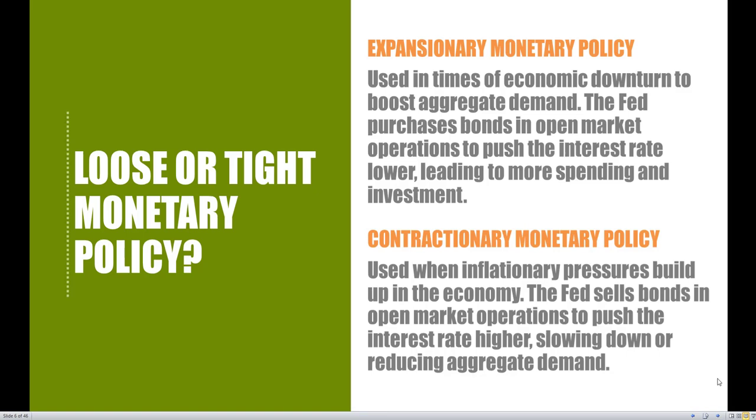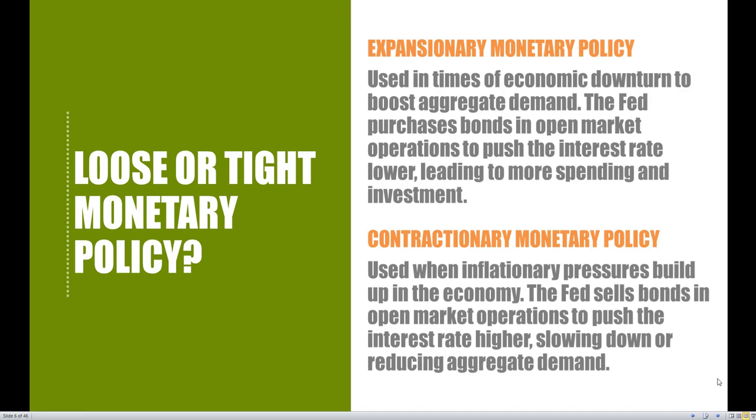As with fiscal policy, there are two different types of monetary policy: expansionary monetary policy and contractionary monetary policy. And as the names imply, you know exactly what the Federal Reserve is trying to do with the economy with each of these types of policies. With expansionary monetary policy, they're trying to expand or stimulate the US economy. And with contractionary monetary policy, they're trying to contract it or slow it down just a little bit.